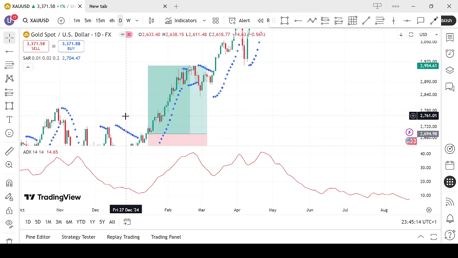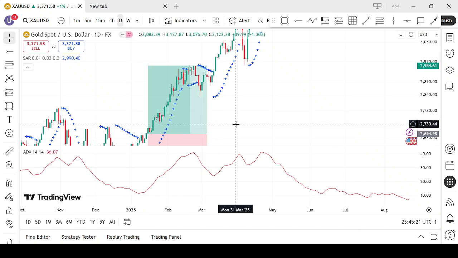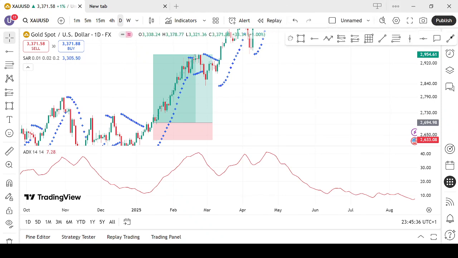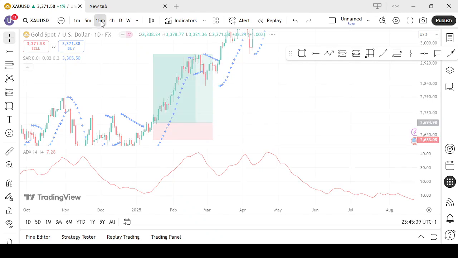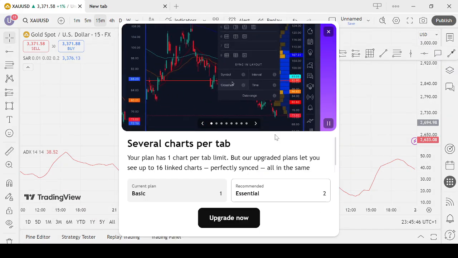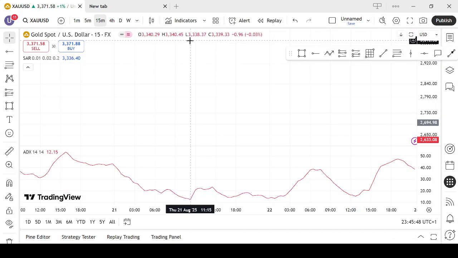You can also use the double parabolic SAR approach, which can enhance your day trading strategy by filtering out false signals. Now, this technique involves using parabolic SAR on two time frames. For example, we would have to use one on our 15 minutes time frame. Let's move to our 15 minutes time frame. Then we'll use the second one on our 1 minute time frame.